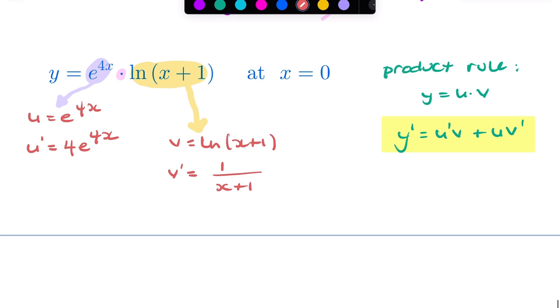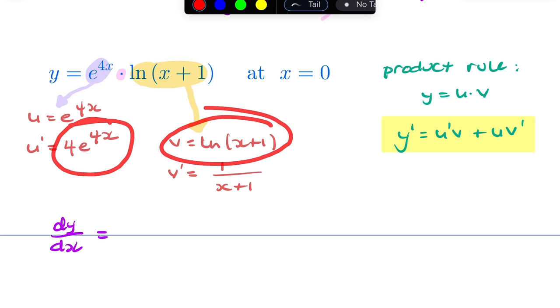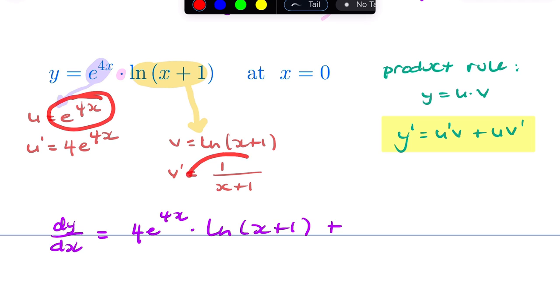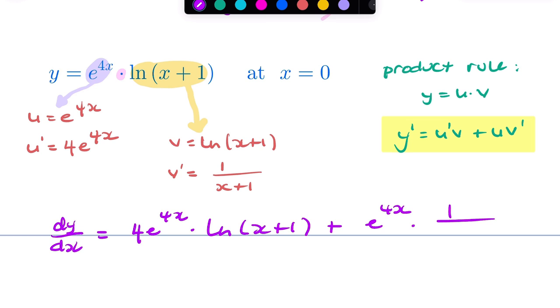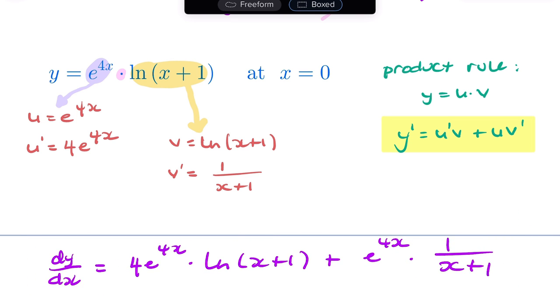We can write dy by dx. So dy by dx equals, the product rule says u dash v, so that's this multiplied by that. So it's 4e to the power 4x multiplied by ln(x plus 1), plus u v dash, this multiplied by that. So it's e to the power 4x multiplied by 1 over x plus 1. Now, that is it.